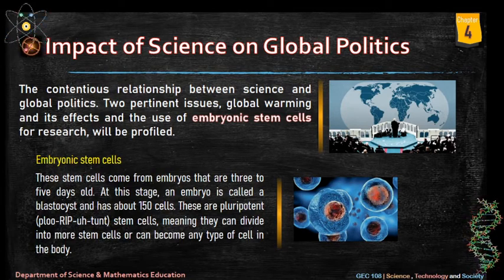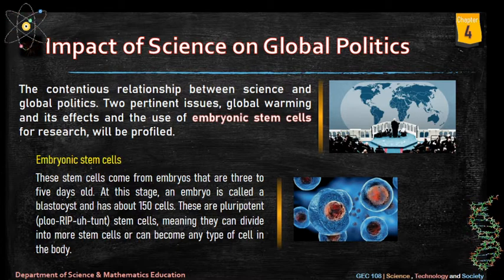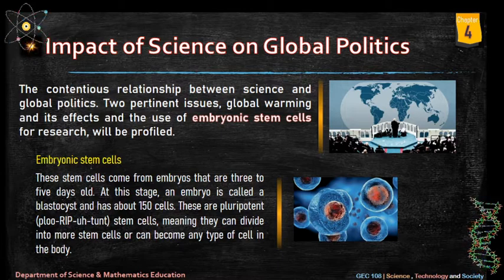Impact of science on global politics. The contentious relationship between science and global politics. Two pertinent issues, global warming and its effects and the use of embryonic stem cells for research, will be profiled.